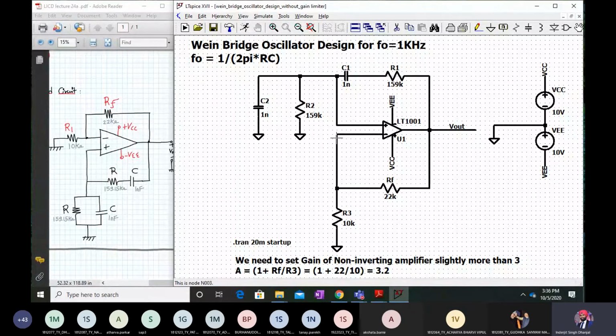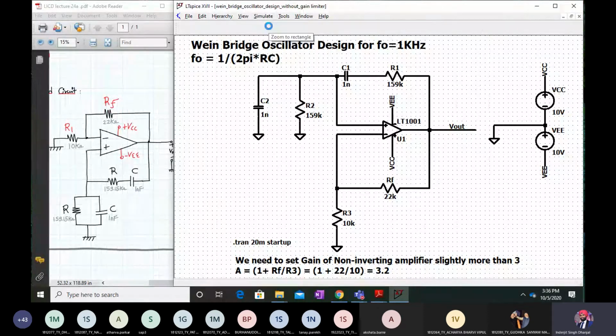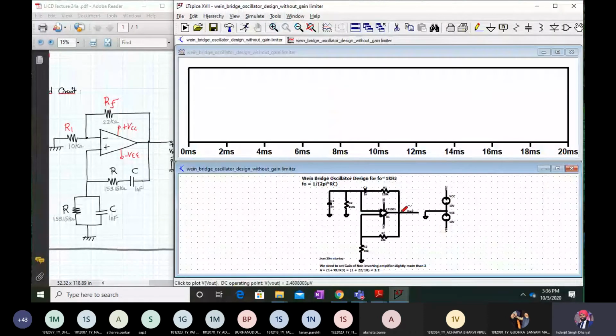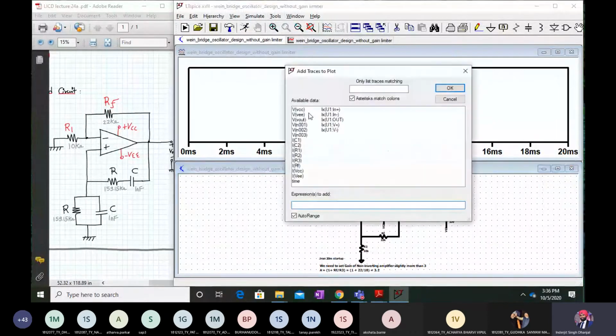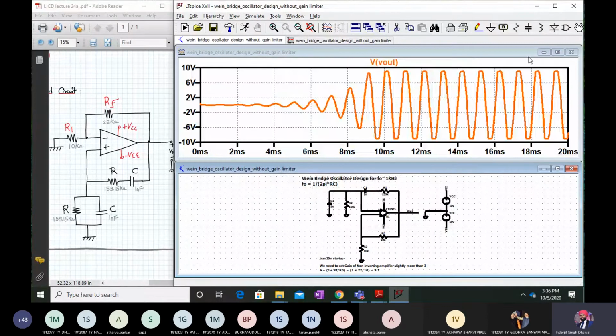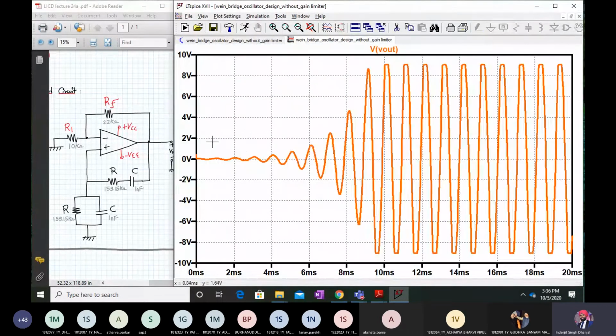Remember, there is no AC input. The circuit will directly generate the sinusoidal output. Let's hope so. So let me simulate. Click on run. And I will be plotting the output waveform, V out. Yeah, you can see the waveform slightly gets built up, and then it attains sustained oscillations.